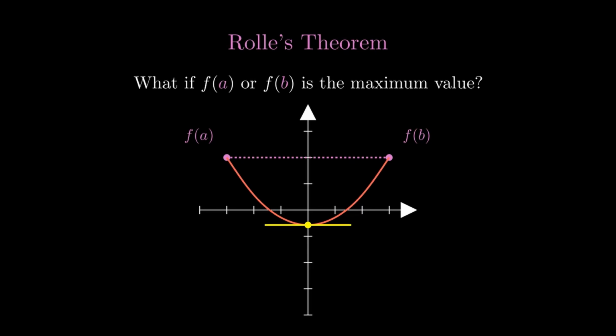We have one last case to consider. What if our function is the straight line segment from f of a to f of b? Well, if we draw a point and its tangent line, we will notice that f prime is equal to 0 for all points in between a and b.